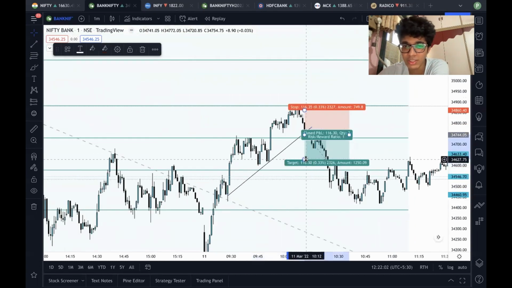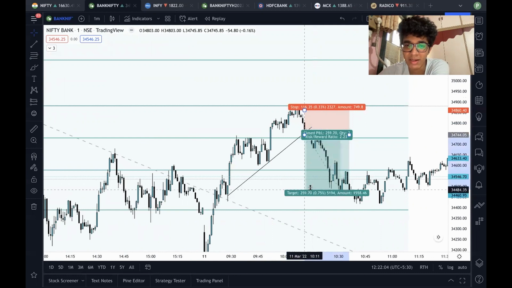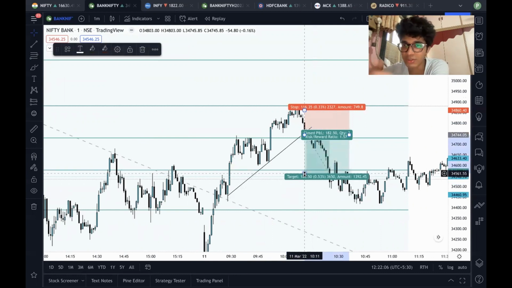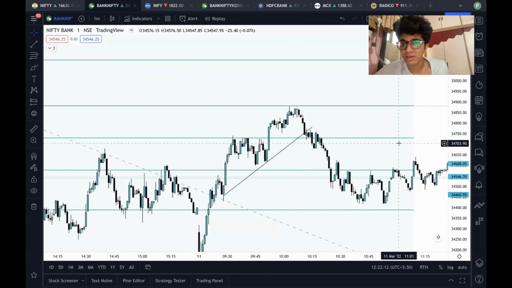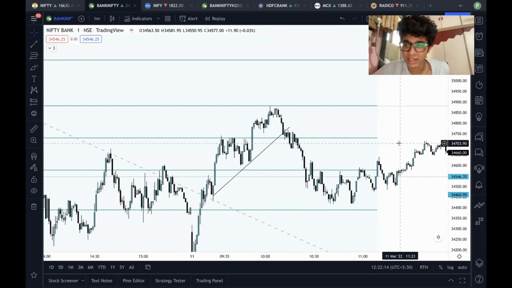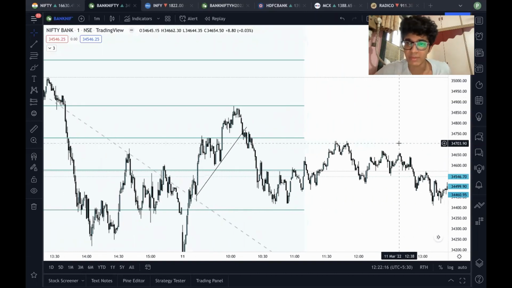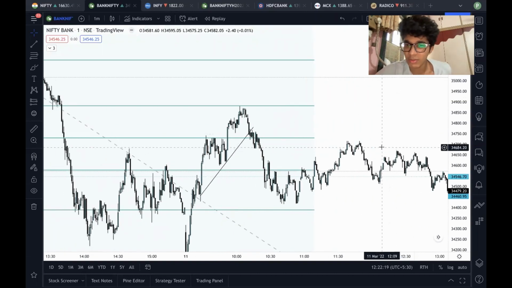If I was not in college, I would have waited longer and maybe got higher targets. But because I was in college, I couldn't wait a lot, and I got out at this point. So these were all the trades that I've taken this week. I didn't take one trade every day, but you saw my trade book, you saw everything. So I hope that was useful for you.